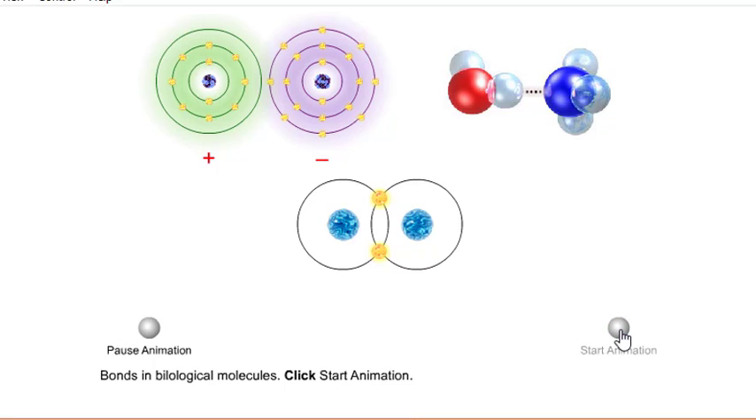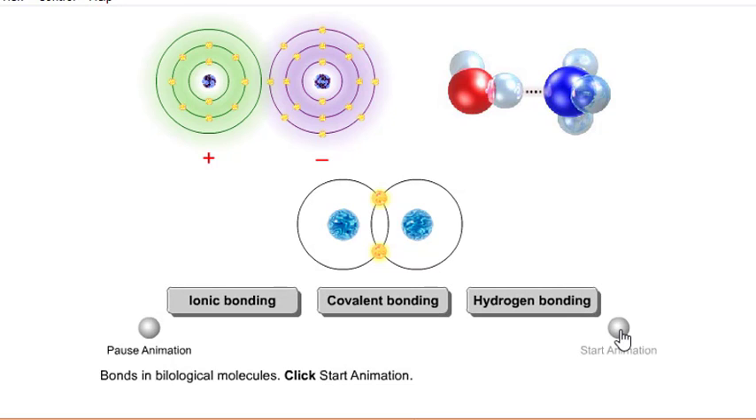In living organisms, atoms are joined to form molecules by a few kinds of bonds, mainly ionic, covalent, and hydrogen bonds. Click the buttons to view an animation about each bond type.